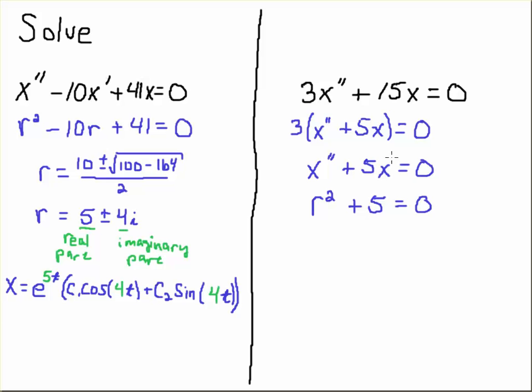The order here is 0. This is the 0th derivative. That's not a prime. It's not a 1. It's a 0th derivative. You're not taking a derivative. So that's going to be r to the 0, and that's 1. So you have r squared plus 5 equals 0.